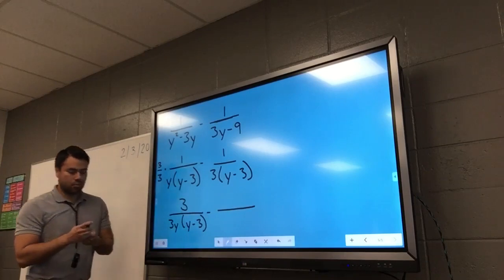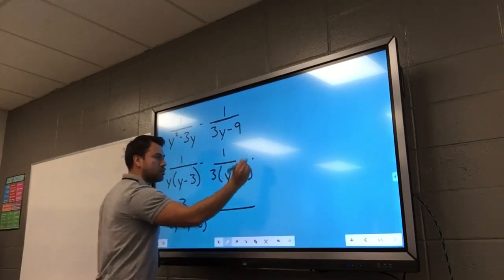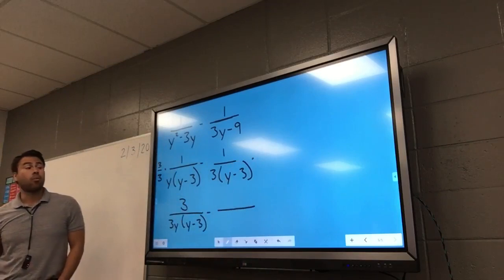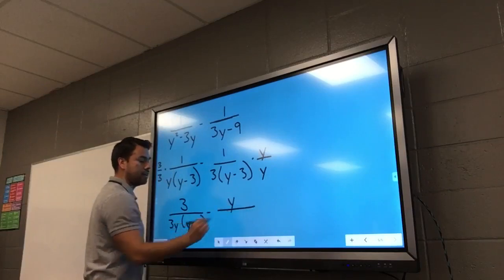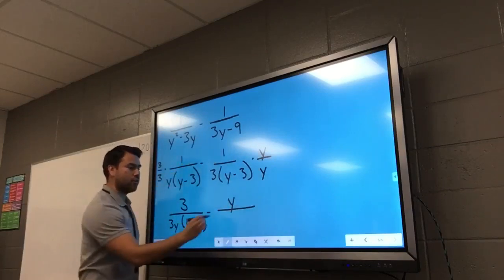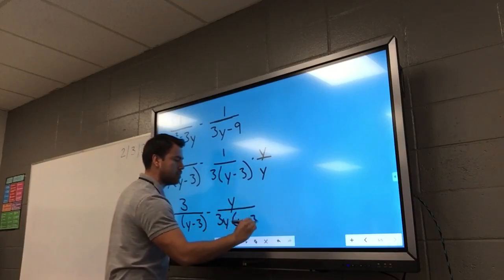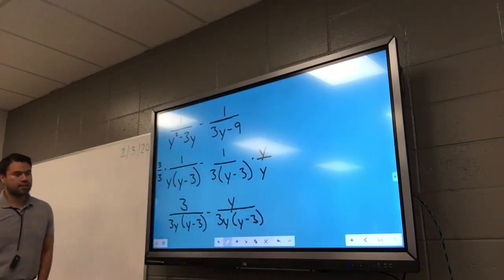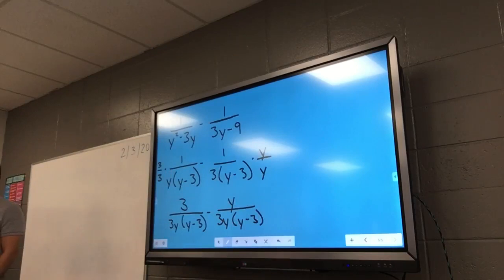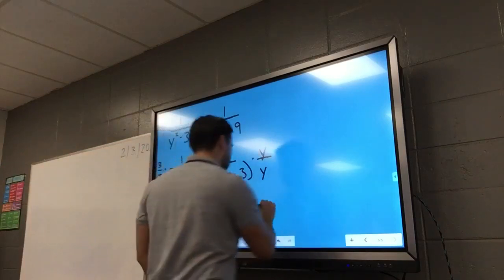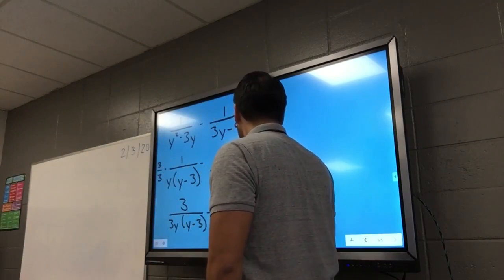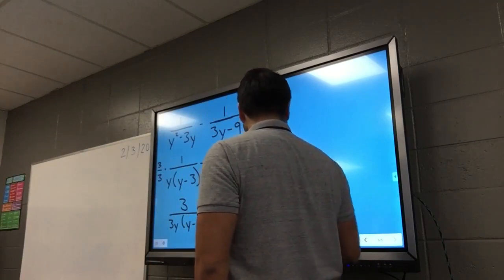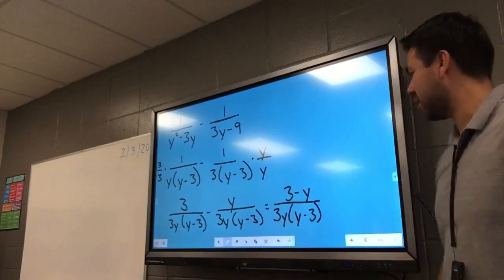Okay, what do I have to do to the second fraction? What do I multiply by to get that common denominator? Y over y. So I get y, because 1 times y is y, over 3y times y minus 3. It's a common denominator, okay? So do the denominators match exactly now? Are they like? So now I can subtract and I get 3 minus y over 3y times y minus 3.